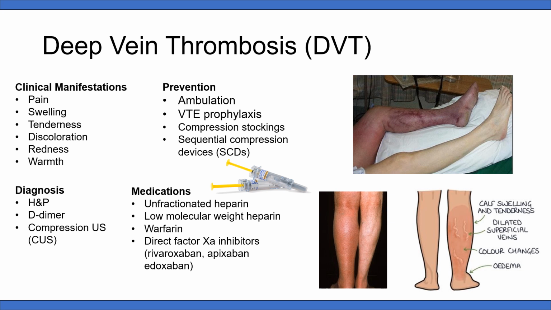VTE prophylaxis, so this is going to include medications such as heparin, low molecular weight heparin, which is enoxaparin, even warfarin or apixaban. Those are all medications that can be used to decrease the likelihood of DVT. Compression stockings or TED hose, that's very common after surgery. Sequential compression devices or SCDs, those are the sleeves that you wrap around the calves that will squeeze them to simulate like we're walking.